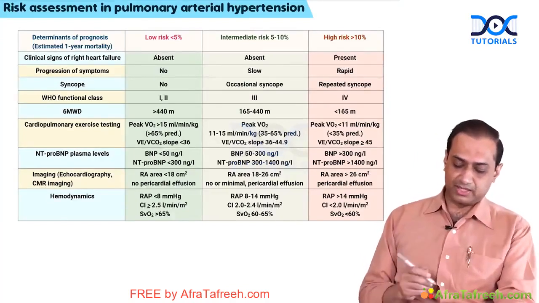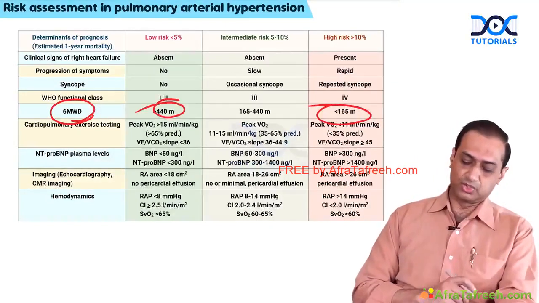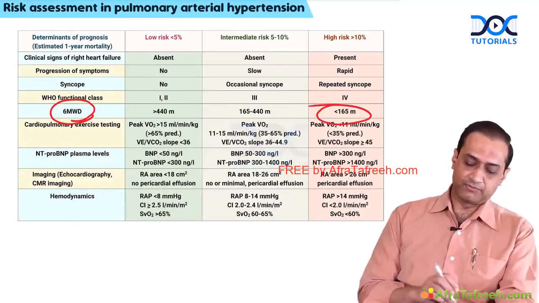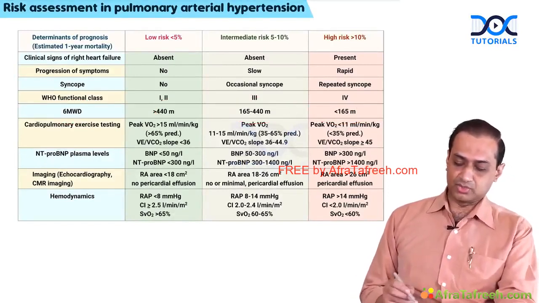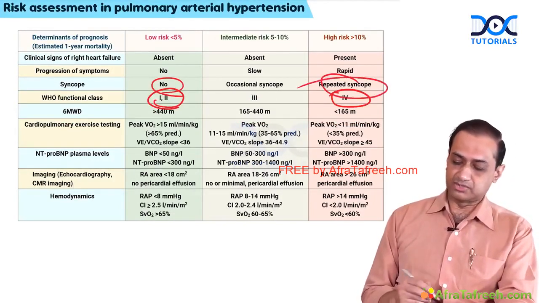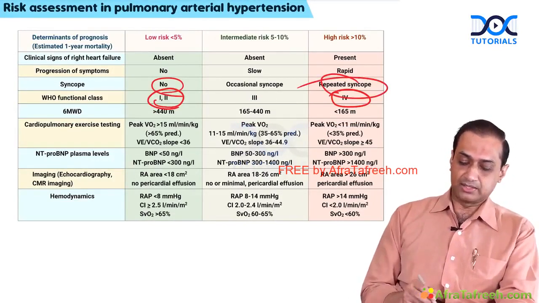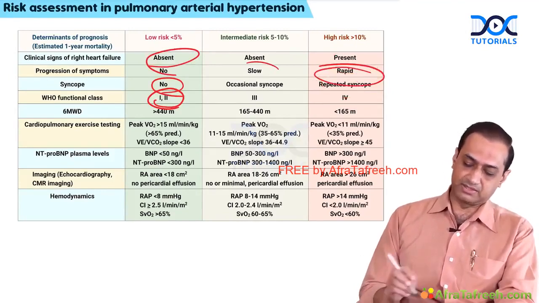Patients are said to be high risk based on their 6-minute walk test if it is less than 165 meters, versus low risk if it is 440 meters and above. The in-between is the intermediate range. Patients who are class 4 are high risk, class 1 and 2 are low risk. No syncope in low risk. Syncope is common in high risk patients, and signs of heart failure are also present, and prognosis is also very rapid in this subgroup of patients.